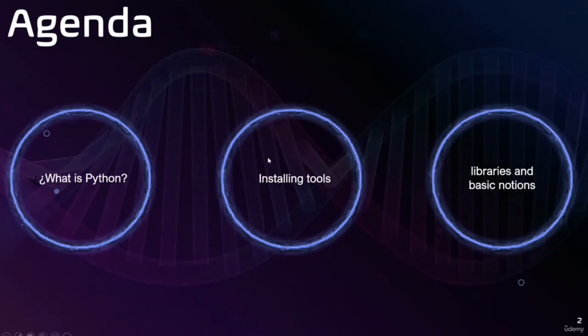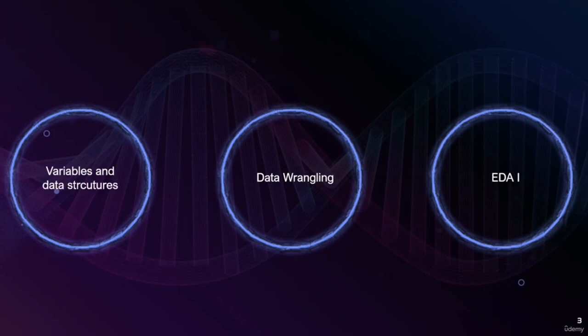First of all, I'm going to show you the agenda, how we are going to work during this time. First of all, we are going to understand what is Python and how are we going to work in the different IDEs. After that, we are going to install the tools that we are going to use during the course. We are going to learn about the libraries and basic notations in Python. After that, I'm going to teach you about the variables and the different type of data structures.